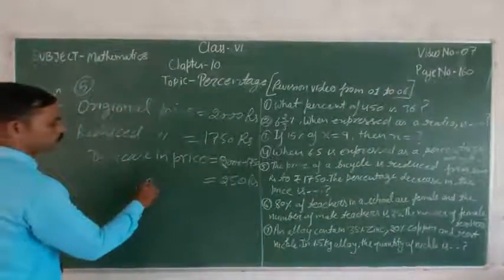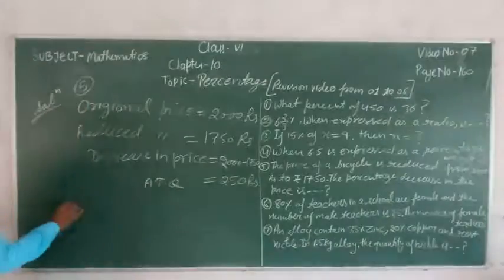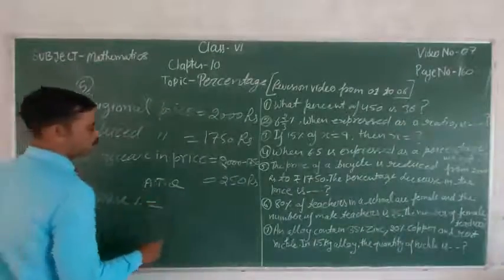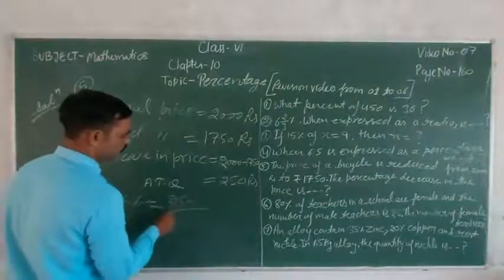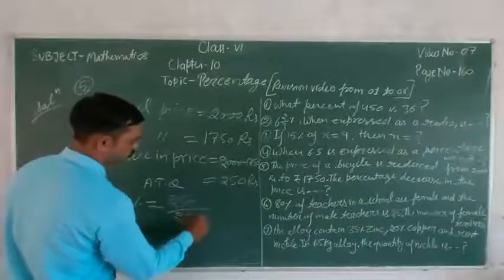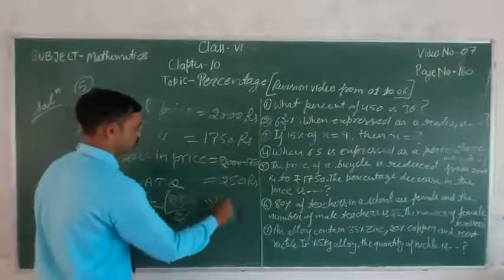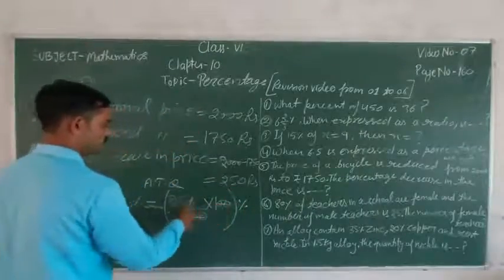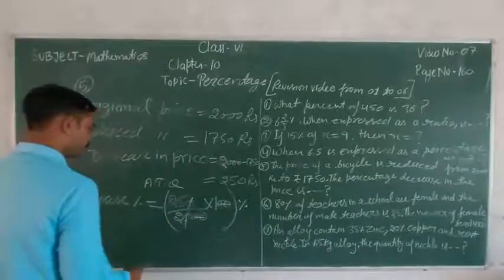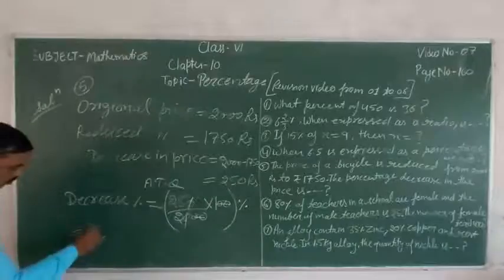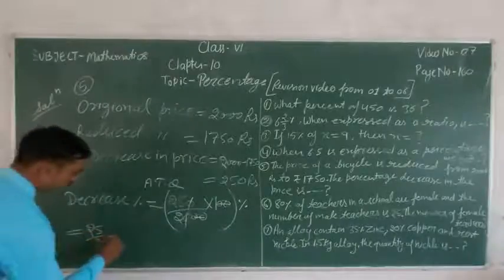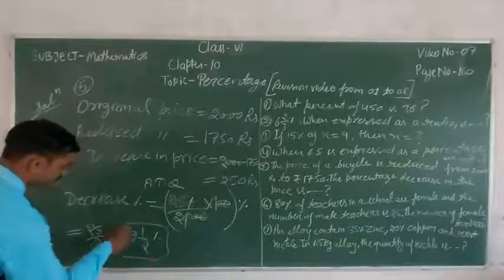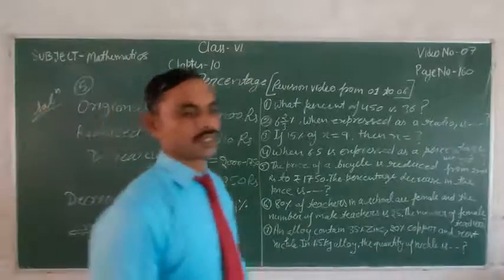Now according to the question, decrease percentage is equal to 250 upon 2000 into 100 percent. Now 20 cancels from this, 10 cancels from this, and here we have 25 by 2, and that is 12 and 1 by 2 percent is the decrease in the price of the bicycle. Please note it down.